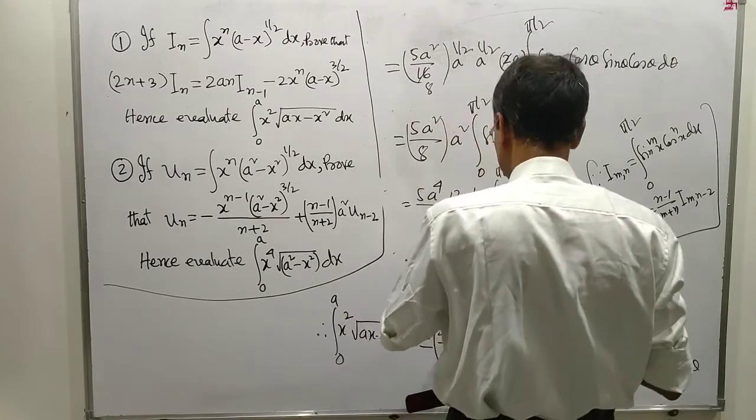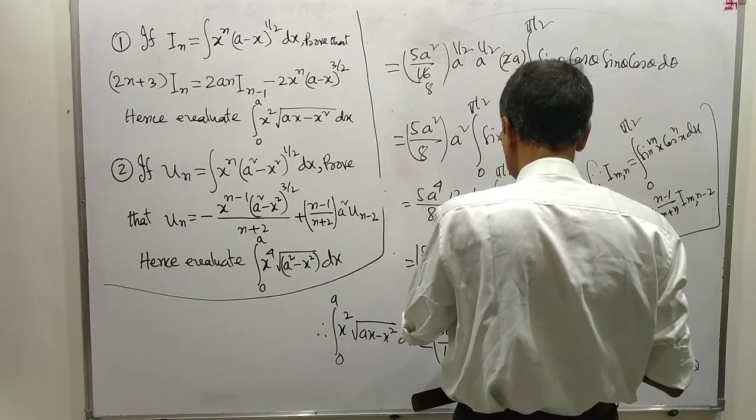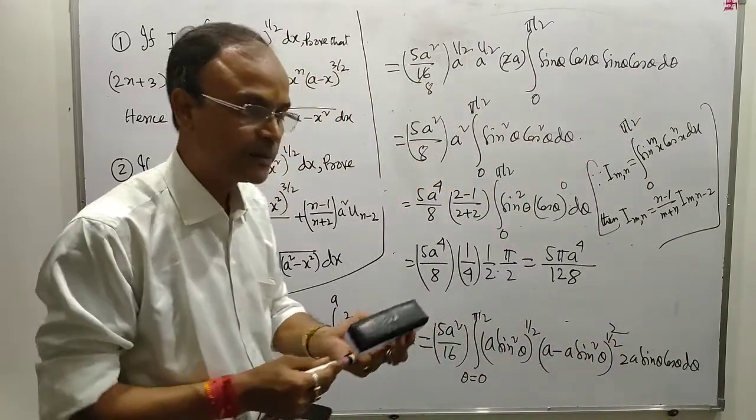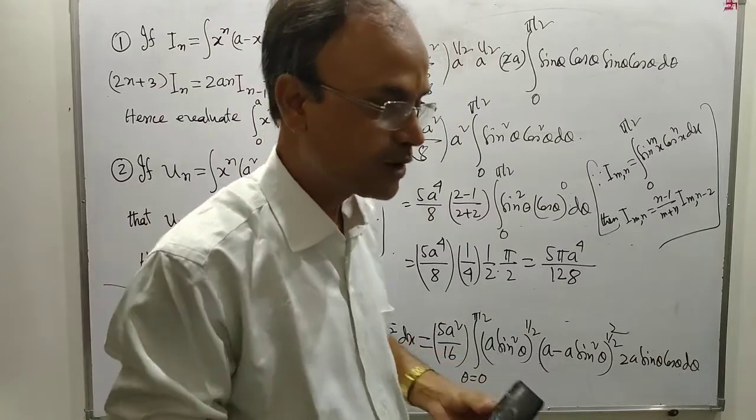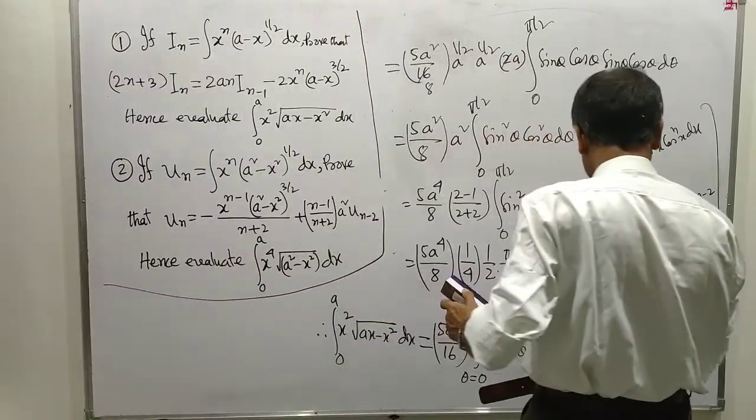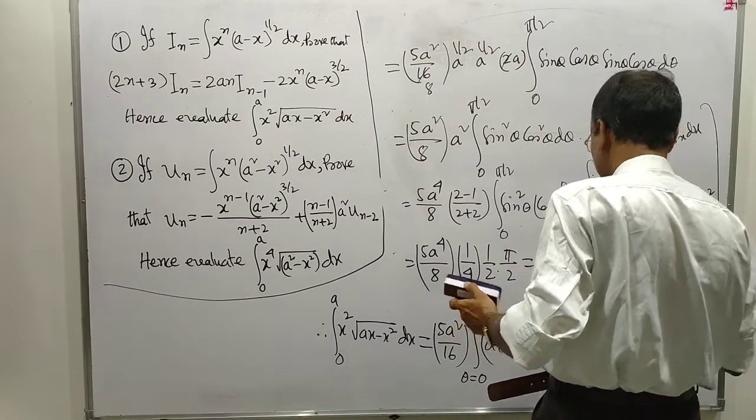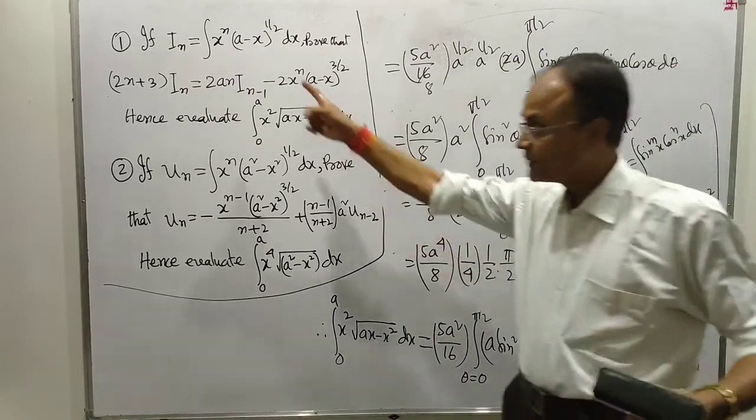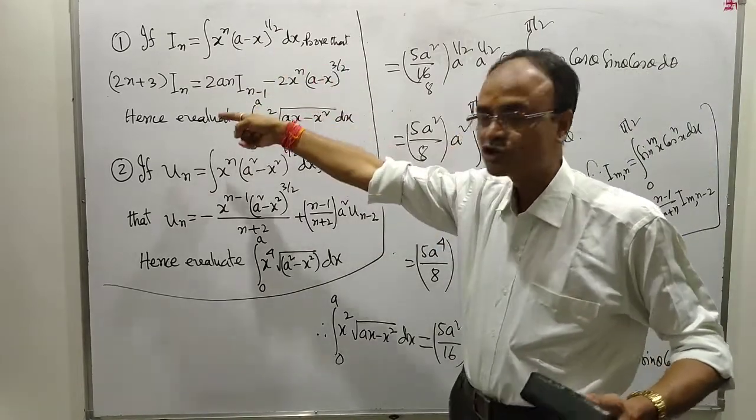5 pi a to the power 4 divided by 128. This is the answer. This means we have done question number 1.